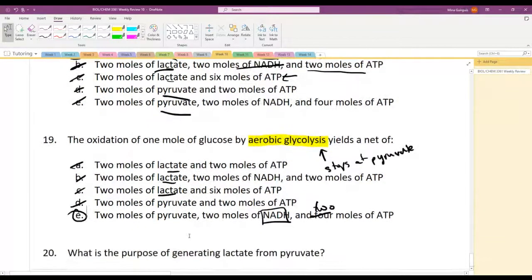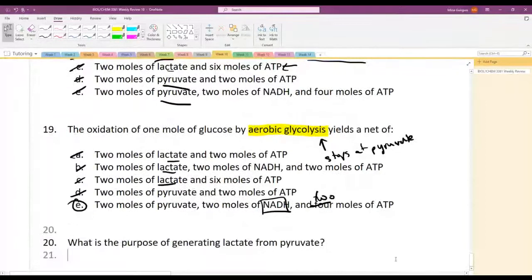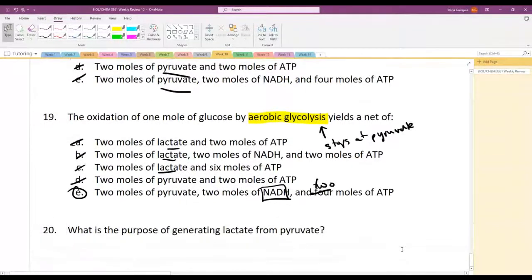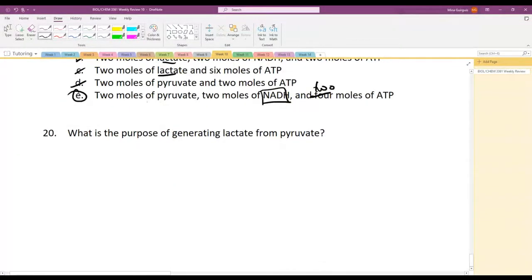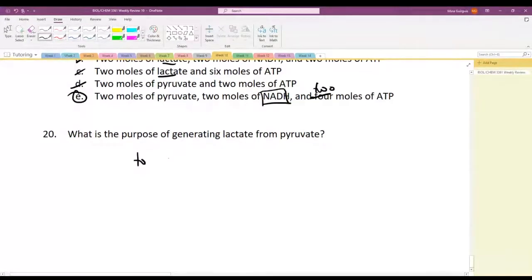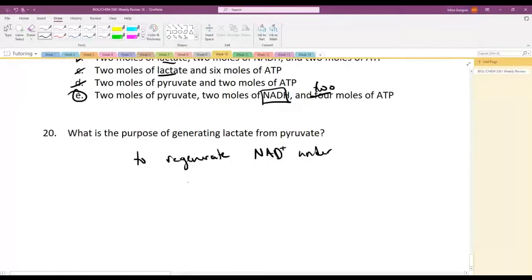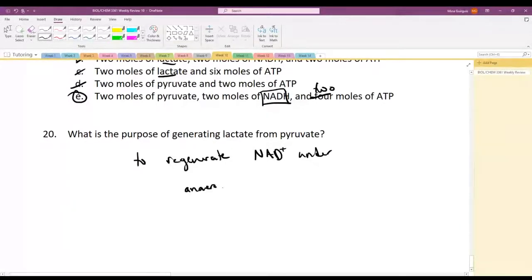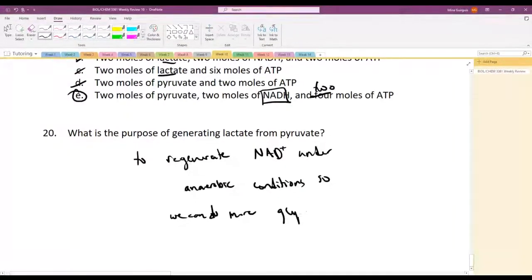And the final question is one that I've already answered, but I'll answer it one more time because it is a very important topic that I don't want anyone to make a mistake on. What is the purpose of generating lactate from pyruvate? To regenerate NAD+ under anaerobic conditions, so we can do more glycolysis.